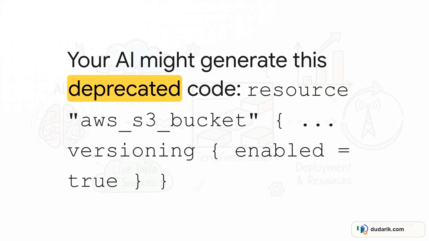Let's look at a classic example. Before MCP, you ask for a versioned S3 bucket, and you might get this chunk of code. Now, if you've been working with Terraform for a while, you're probably cringing right now. That nested versioning block, that's been gone since version 4.0 of the AWS provider. This code is destined to fail.